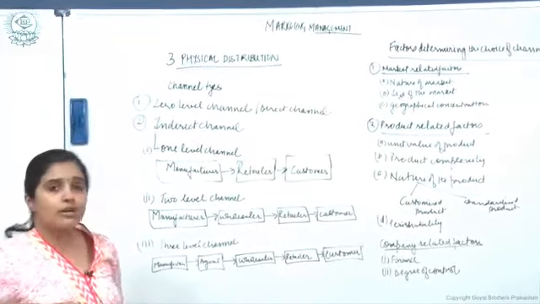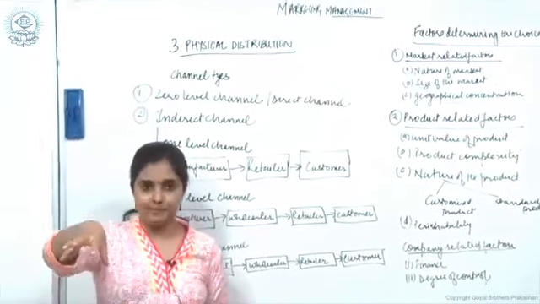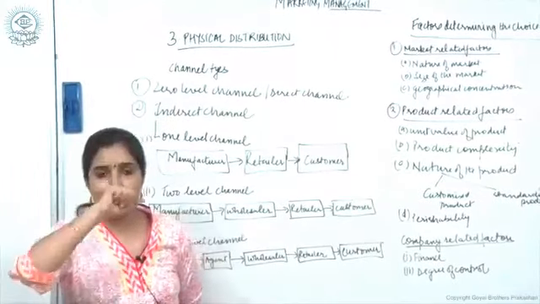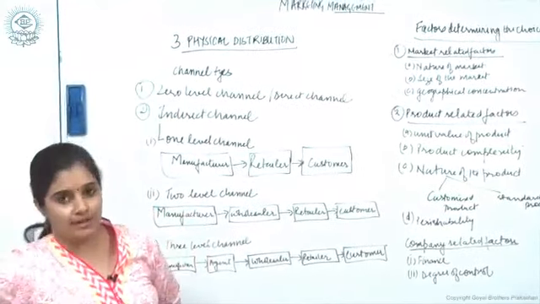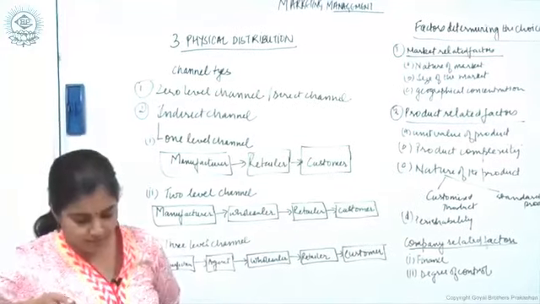Then based upon geographical concentration, if all the customers are concentrated in one place, right, in that case I can go in for a direct channel, or I can go in for a one level channel, right?